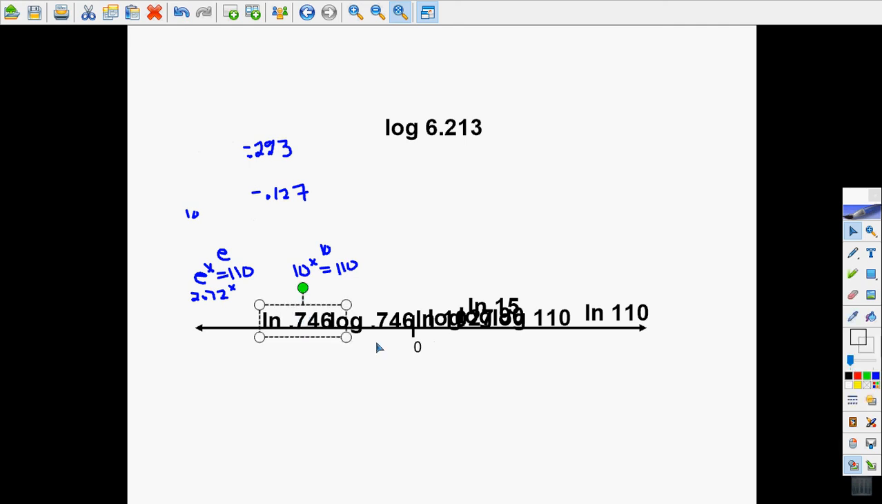And then log of 6.2, how do I go from 10, base 10, to a 6? So I went down, I got smaller, so that's got to be a little number. It's got to be positive because it's still greater than 1, so it's still got to be positive, but it's pretty close to 0 there. So hopefully that kind of makes sense.